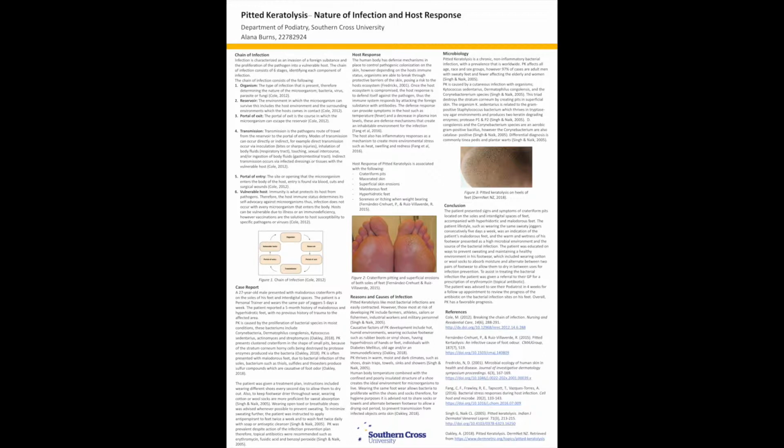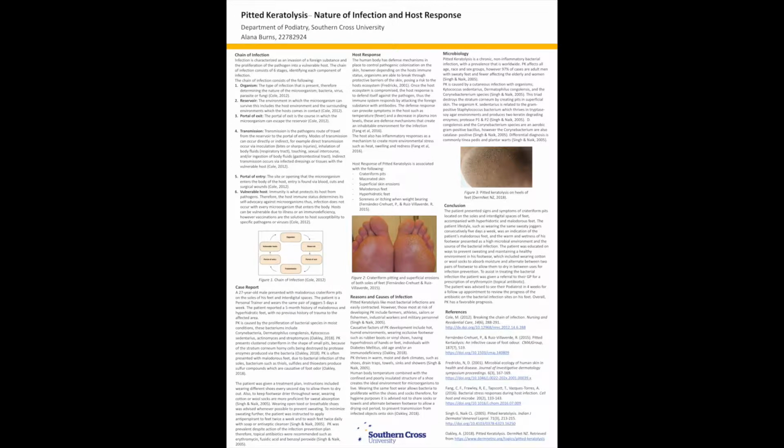Next, I will discuss the microbiology of pitted keratolysis. Pitted keratolysis is a chronic, non-inflammatory bacterial infection with a prevalence that is worldwide. Pitted keratolysis affects all age, race, and sex groups. However, 97% of cases are adult men with sweaty feet, with fewer affecting the elderly and women. Pitted keratolysis is caused by a cutaneous infection with the organisms Kytococcus sedentarius, Dermatophilus congolensis, and the Corynebacterium species. This triad destroys the stratum corneum by creating pits in superficial skin.